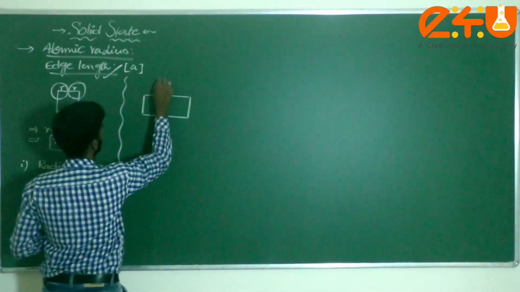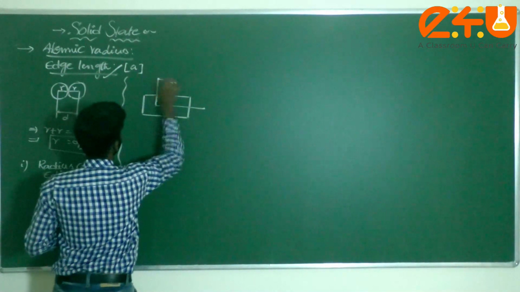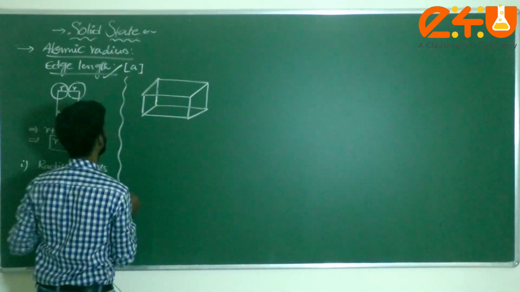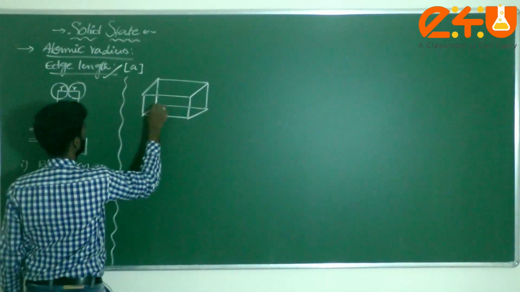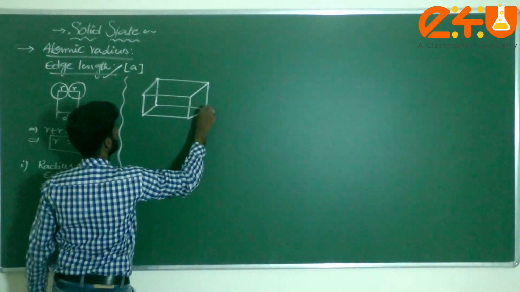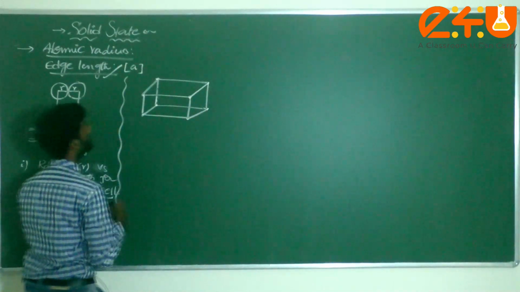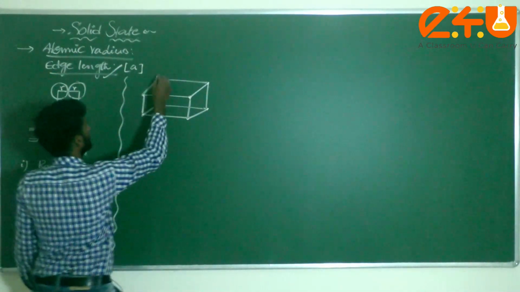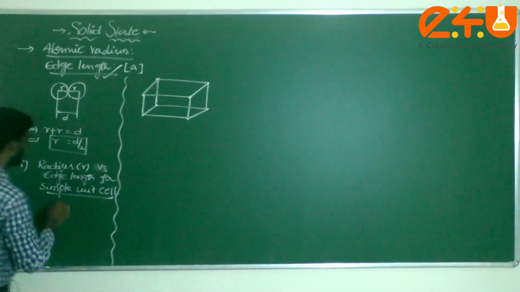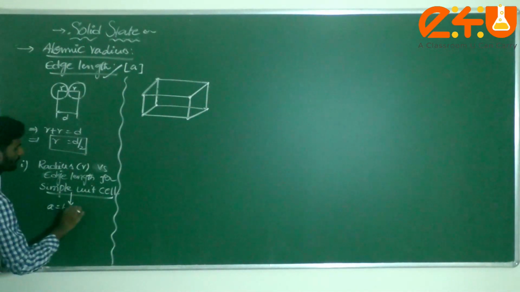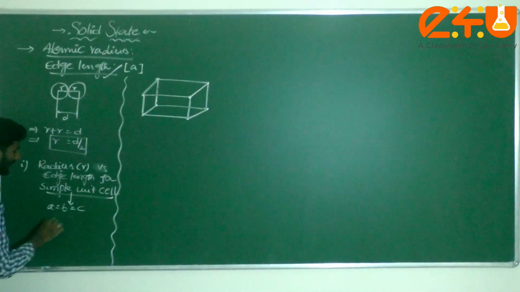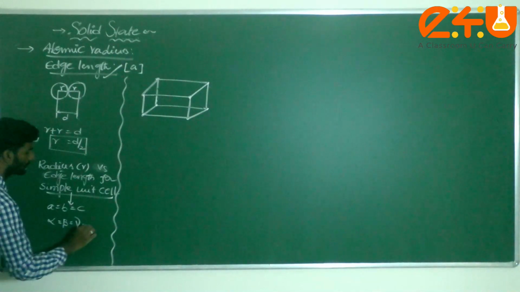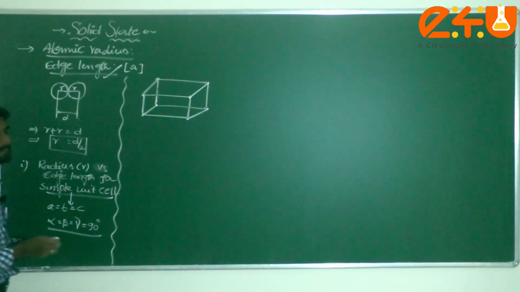This is generally our cube. Total number of atoms at the corners: 8. Am I correct or not? What I am taking here is the edge length for the simple unit cell, considering all the atoms for the simple unit cell. We know that a is equal to b is equal to c, these are the edge lengths, and the axial angles alpha is equal to beta is equal to gamma is equal to 90 degrees.